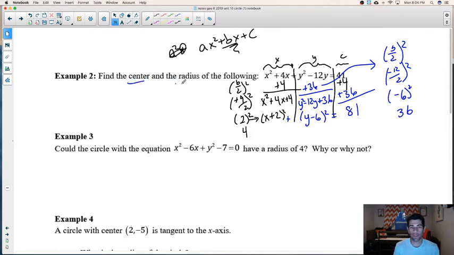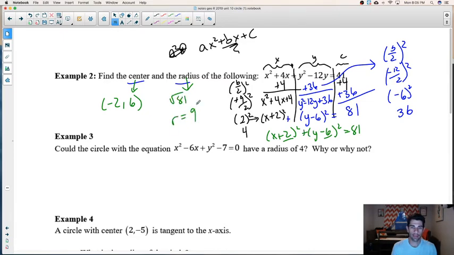So the question said find the center and the radius. Look carefully at what we just did. What we just did there was we created the standard form of a circle. x plus 2 squared, y minus 6 squared equals 81. Now you take the center, change its sign, so it's negative 2, positive 6. Take the radius, square root the 81, so the radius is 9. And that's how you do it. That's how you take that equation there, create your perfect square trinomials, and then get your center and radius from there. Now let's take a look at this one.